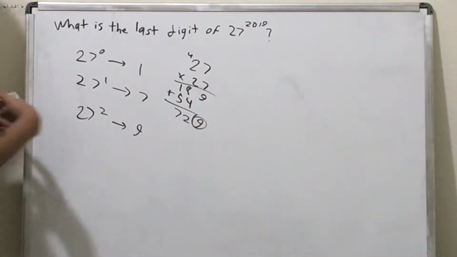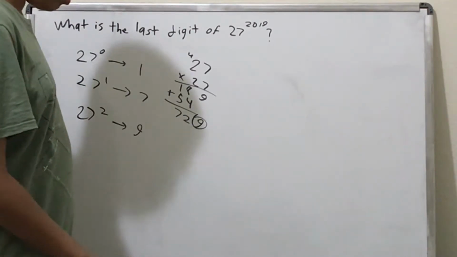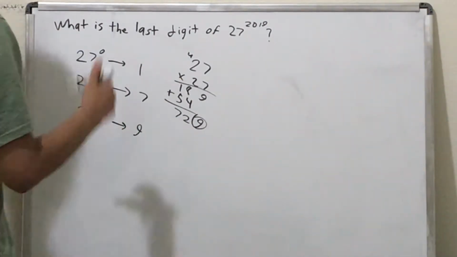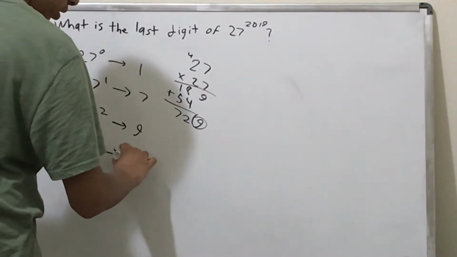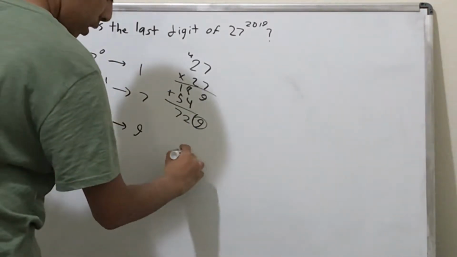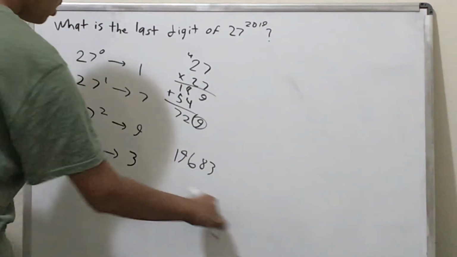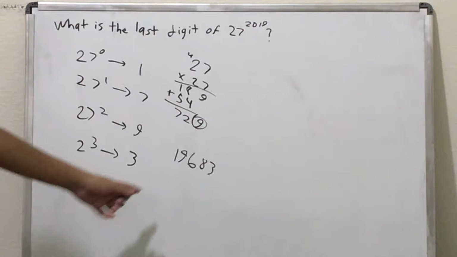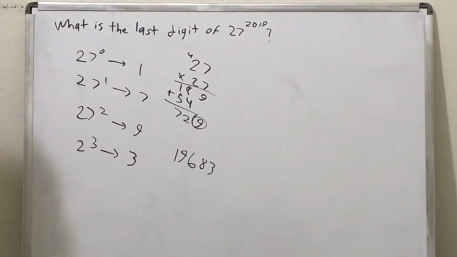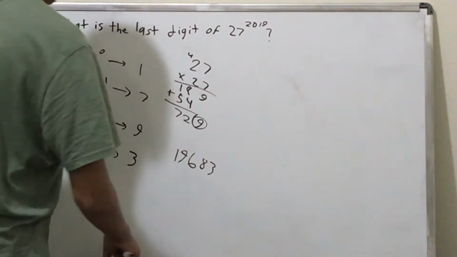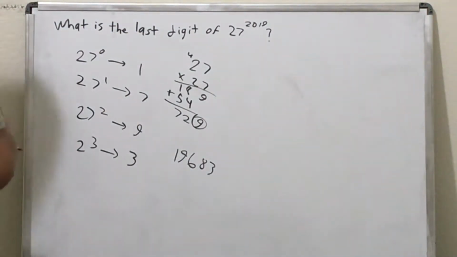Now, we could try to calculate 27 cubed, but it's honestly going to be very tedious. It's going to be something like 19683. Okay, the last digit is 3, but it's pretty monstrous. If you keep on multiplying by 27, you obviously won't get to 2019 anytime soon, right? So this is not a good strategy, but let's see what we can glean from this.